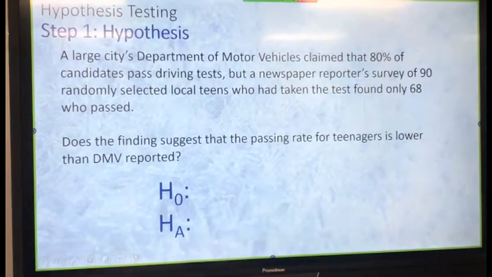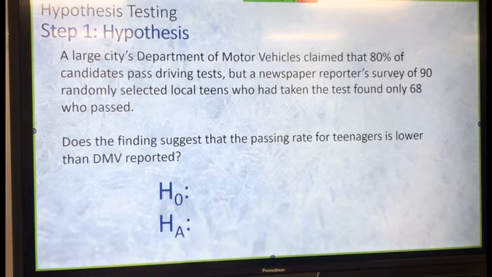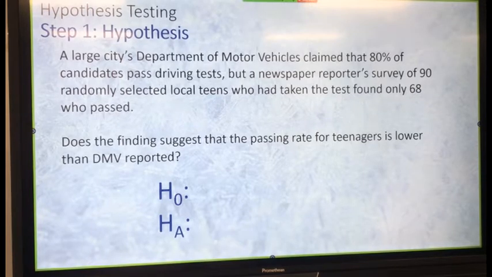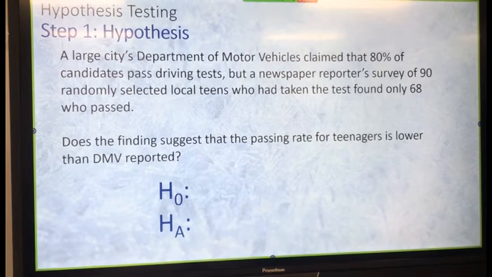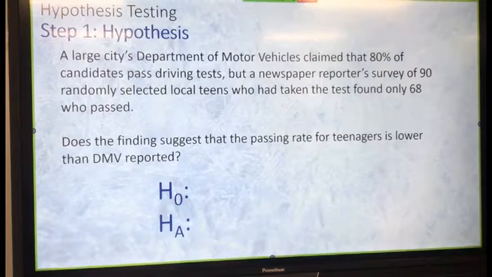So, step one with our hypothesis testing is the hypothesis itself, what we did yesterday. A large city's Department of Motor Vehicles claimed that 80% of candidates passed driving tests, but a newspaper reported a survey of 90 randomly selected local teens who had taken the test found that only 68 had passed. Does the finding suggest that the passing rate for teenagers is lower than the DMV reported?